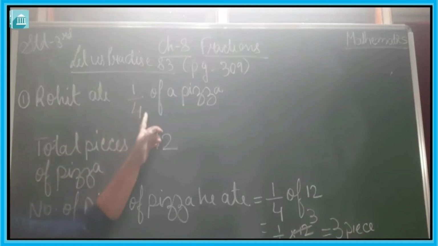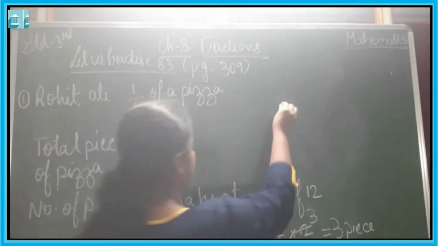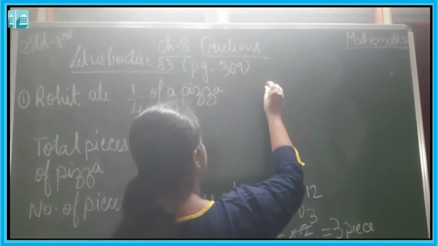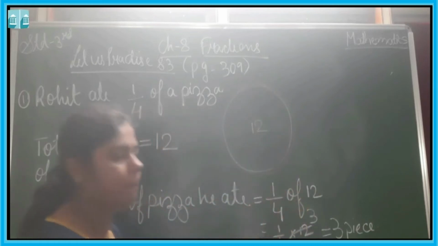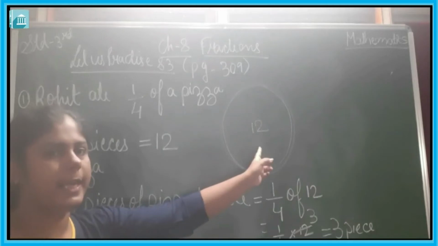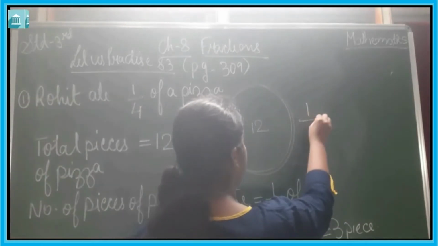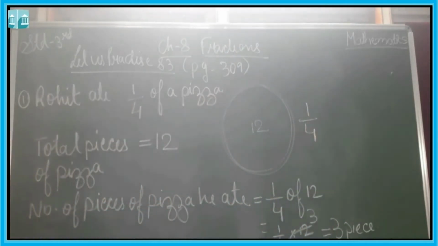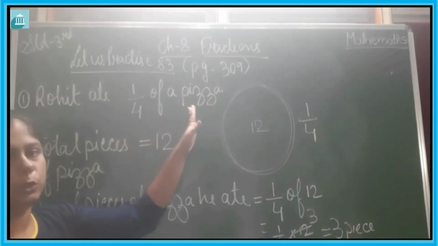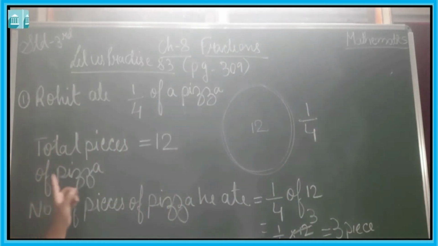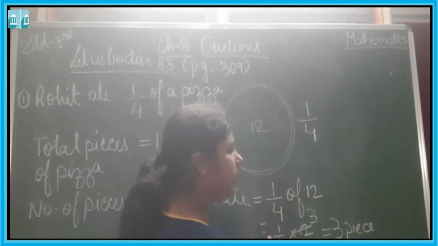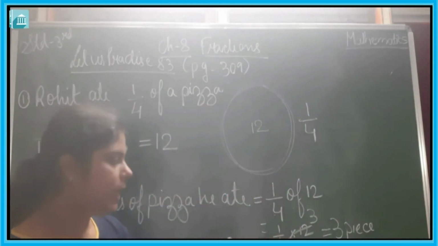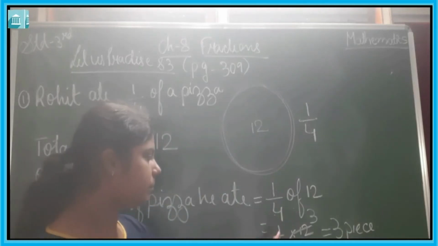Rohit ate 1/4 of a pizza. टोटल जब पिज्जा हम लेते हैं इसमें कितने पीसेस आए थे? ये पिज्जा में 12 pieces of pizza was there. बट उसने पूरा 12 पीसेस नहीं खाया. उसने कितना खाया? 1/4 ऑफ पिज्जा खाया उसने. So Rohit ate 1/4 of a pizza. Now total pieces of pizza is equal to 12. Number of pieces of pizza he ate: 1/4 of 12. हमें तो नहीं पता है 1/4 ऑफ 12 क्या है, तो हम उसको सॉल्व करेंगे.